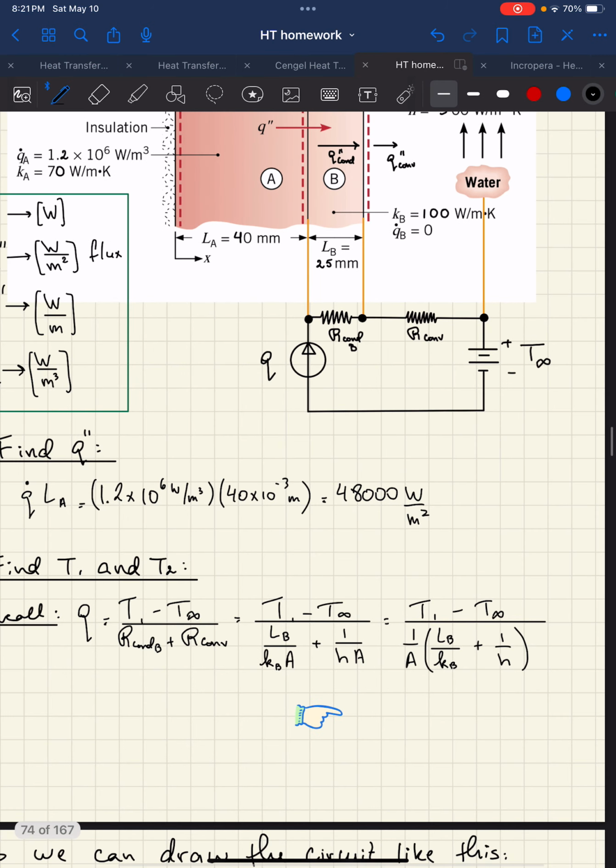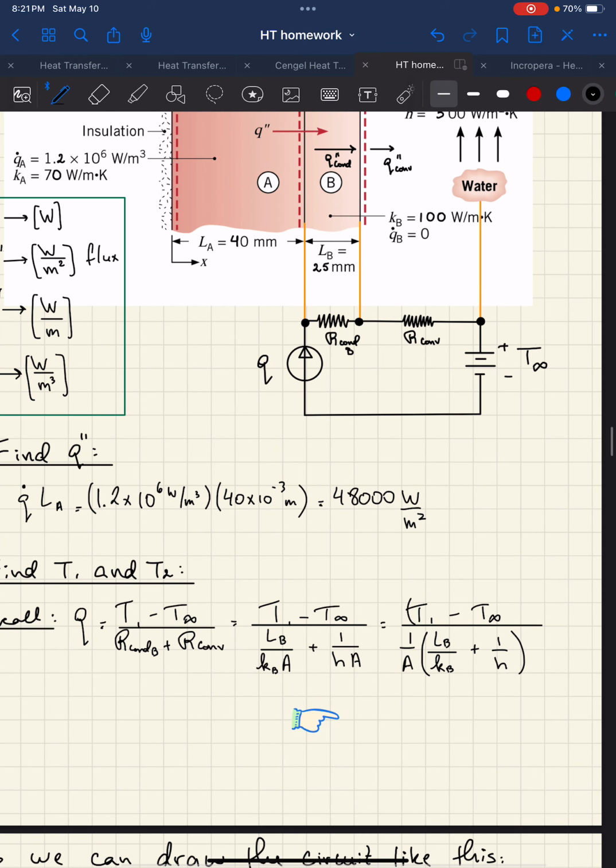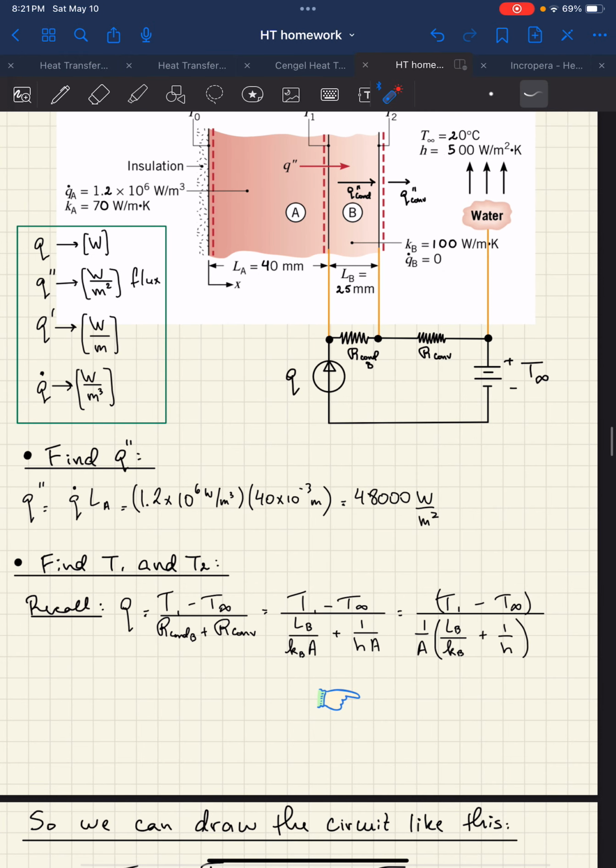You get this. Now, I'm going to put some parentheses here just to illustrate this point a little bit. But basically, what we have here is 1 over 1 over A. Just focus on this portion, right? 1 over 1 over A is the same thing as if I were just to take this and put A on the numerator. So let's go ahead and do that. So Q equals A times T1 minus T infinity, over L for the material B over KB plus 1 over H.